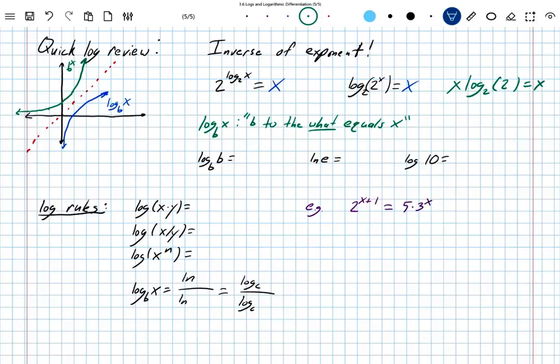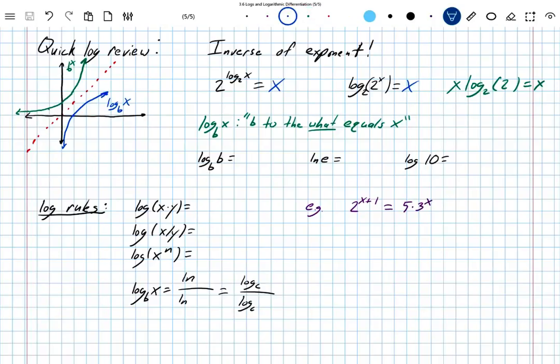Okay? And again, what is this saying? Log base b of x is saying b to the what equals x. Okay, hopefully this is just a review. It's ringing some bells to remind you. If this is the first time you've really looked at logarithms, then this is going to be way too fast.